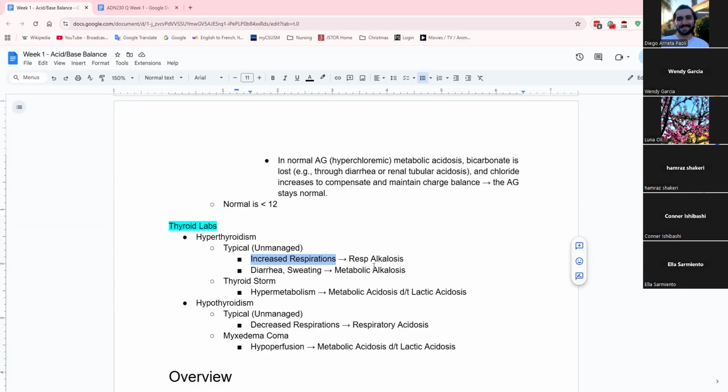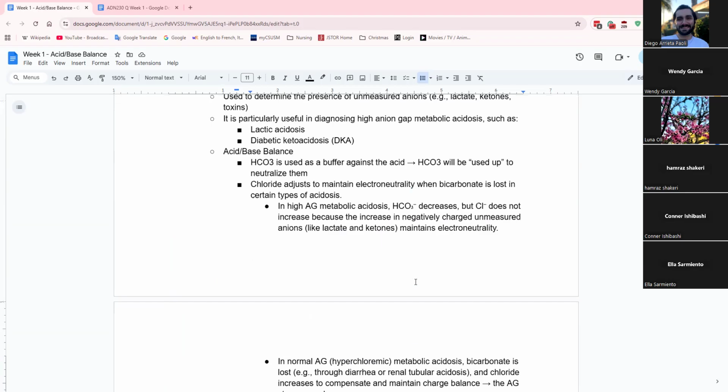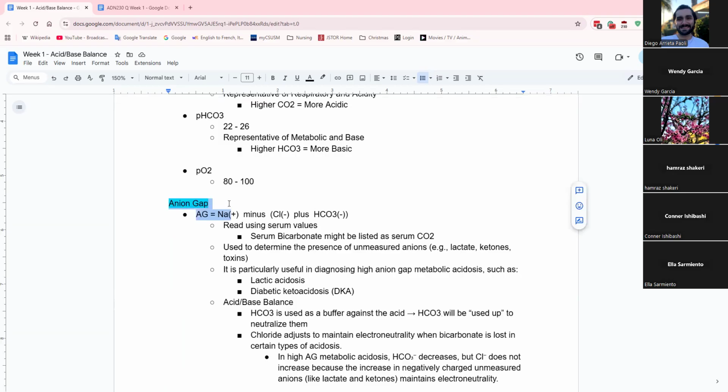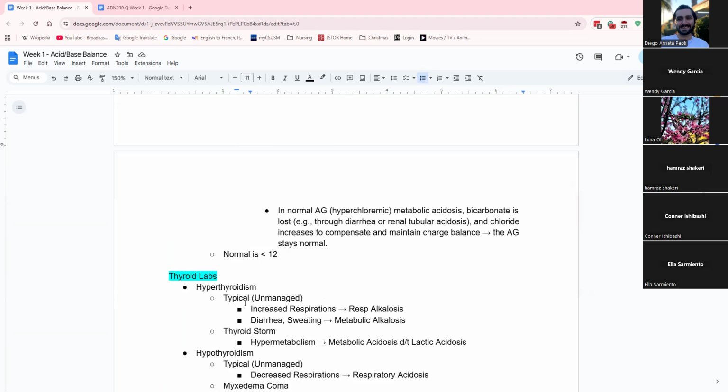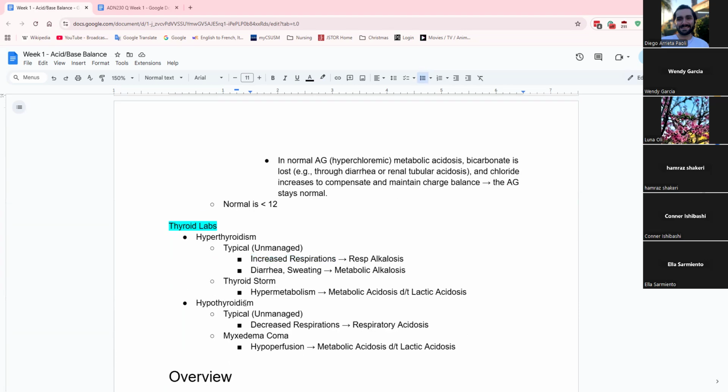So kind of like we talked about, when your body doesn't get enough oxygen, you're going to start having anaerobic respirations. So that's when your body starts going into metabolic acidosis due to the buildup of lactic acid, and that's something that again we can relate back to the anion gap, because of that buildup of lactic acid. So these are just some examples there.